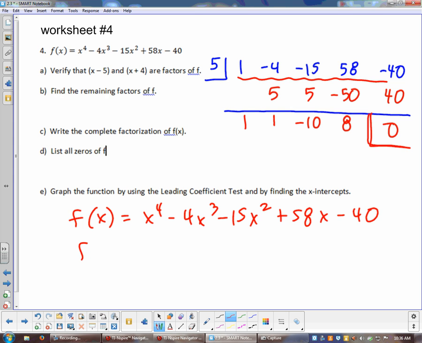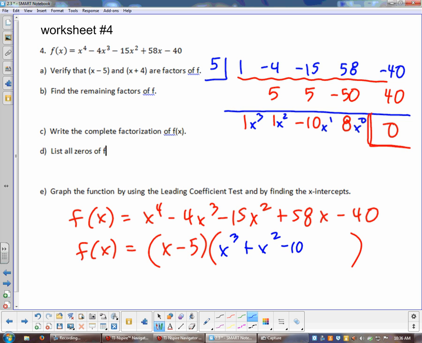But what we now know is that we can rewrite this as x minus 5 times what? X cubed plus x squared minus 10x plus 8. Everybody agree? Yes. But here's the point. X plus 4 is still supposed to be a factor of this, but that means that x plus 4 must be a factor of this. So I want you to do synthetic division again, but use these numbers here. You with me?